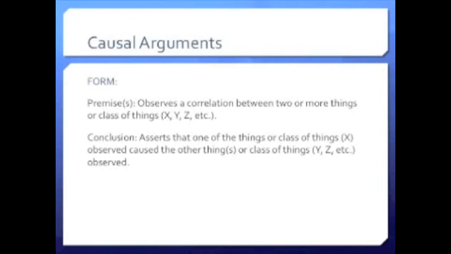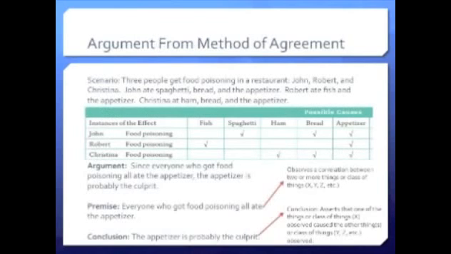Now, given this general form, let us see how each of Mill's methods can be used to construct a causal argument. Recall that for our example illustrating Mill's method of agreement, we used a scenario where 3 individuals, John, Robert, and Christina, all got food poisoning when they ate at a certain restaurant. We employed Mill's method of agreement in order to determine what it was that they ate that may have caused their food poisoning. Based on this method, we determined that the appetizer, which was the only thing that everyone ate, was the cause of the food poisoning.